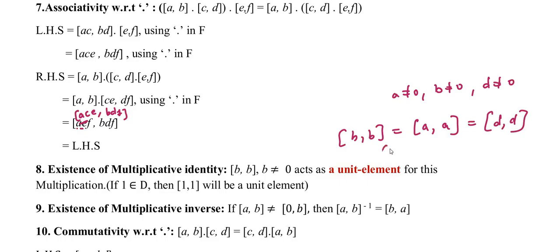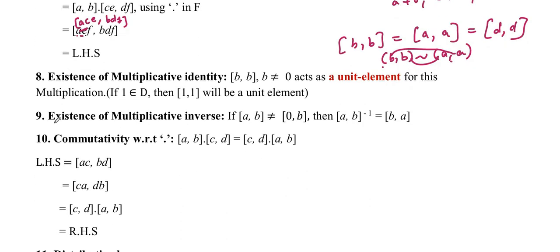Because see, when you consider the element BB, it is related to AA, because BA equals BA, and in the same way AD equals DA. So as elements are related, the corresponding equivalence classes must be equal. So in that way we can say that. So that is what is given here as a note. If one is a member of D, then one will be a unit element in F, right? So what we need is one non-zero element, right?